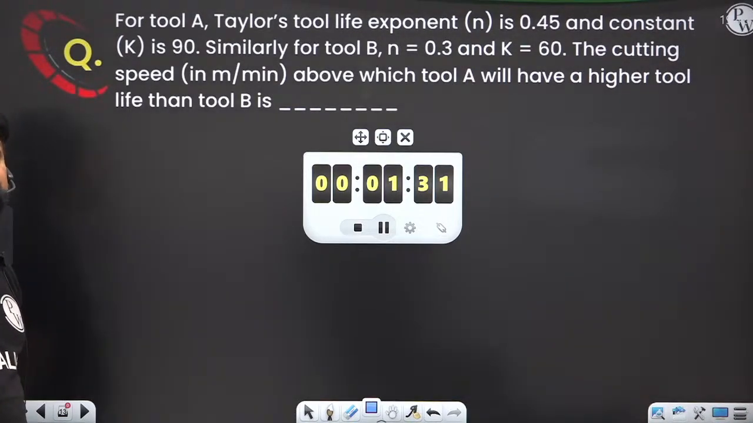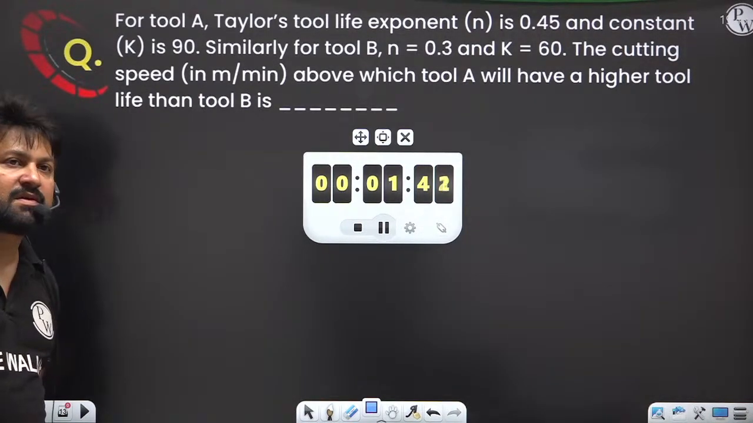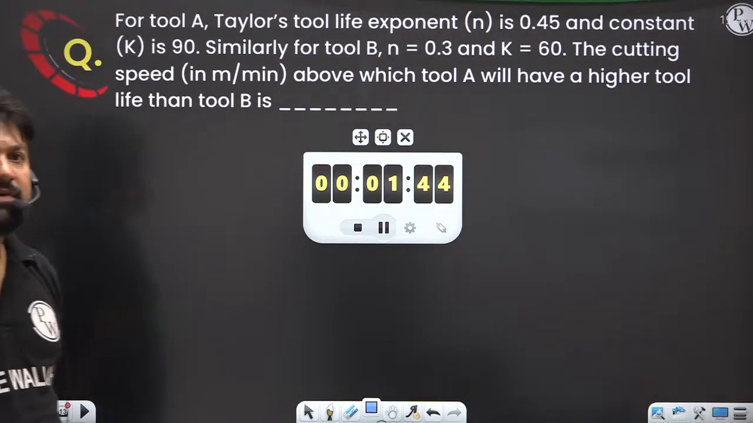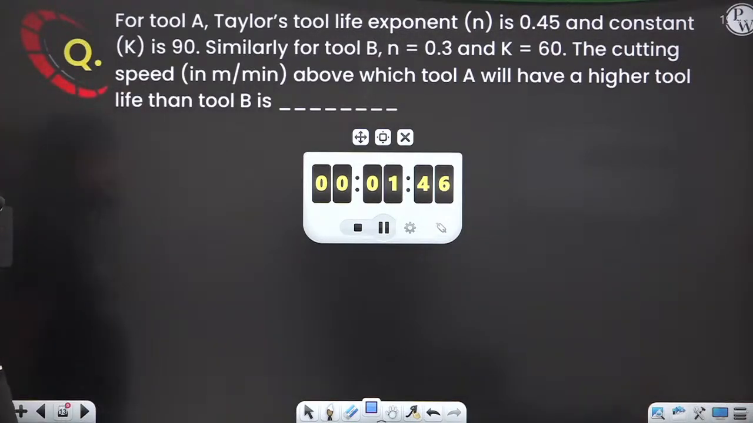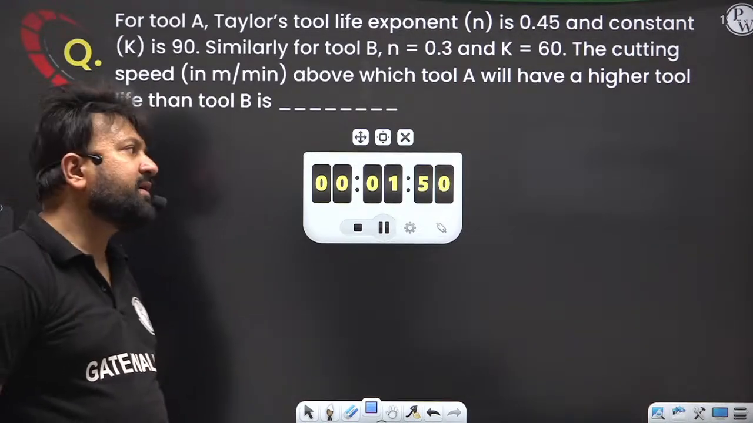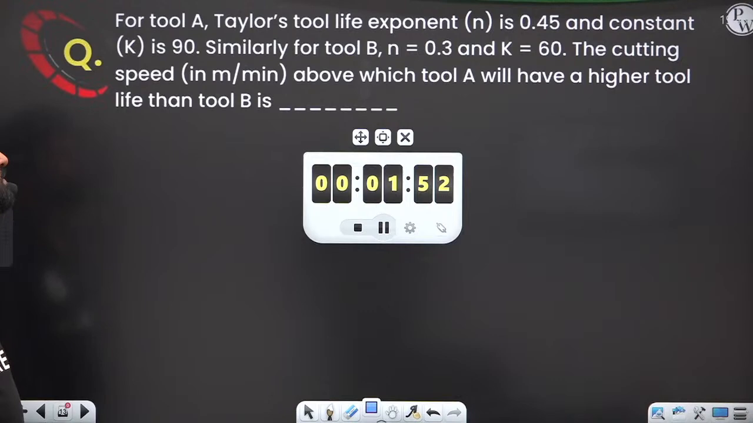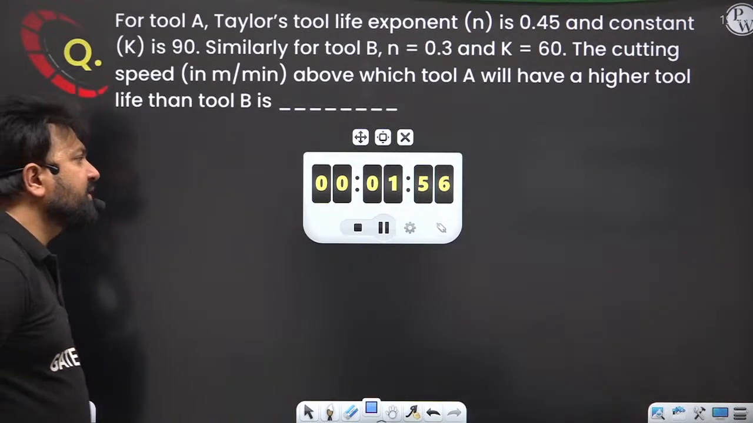Yes. Yes. 10 seconds left. Seconds left. 10 seconds left. 5 seconds left.